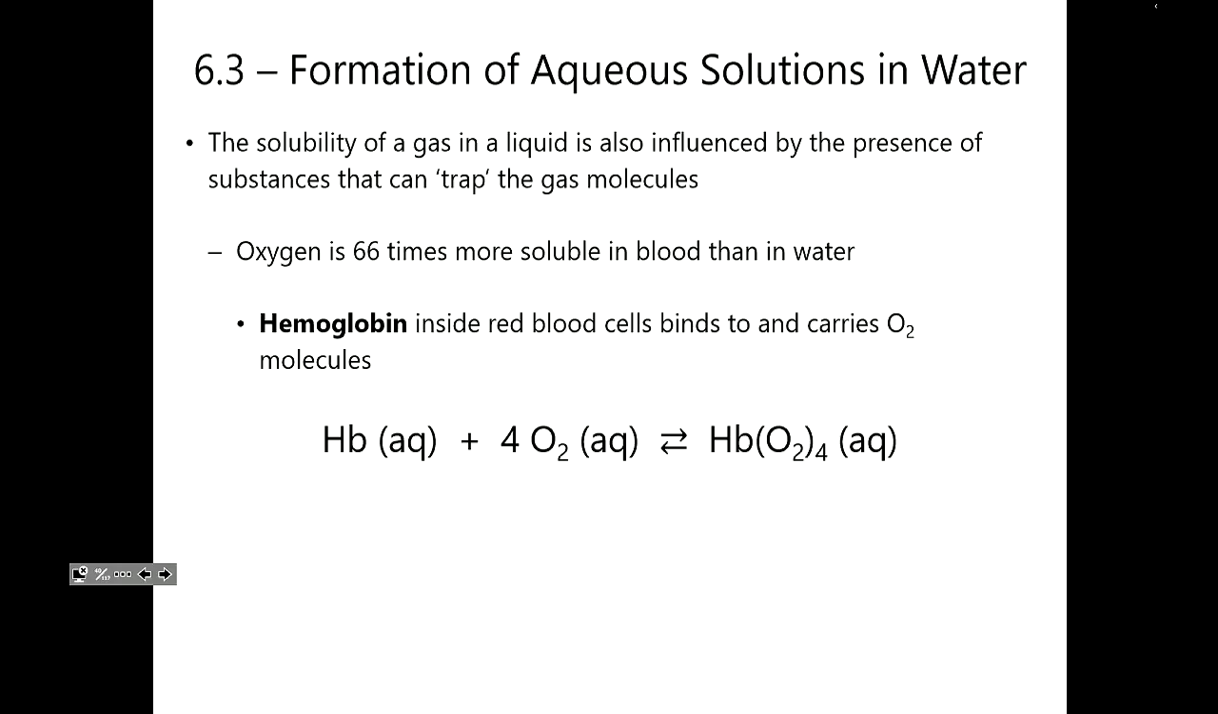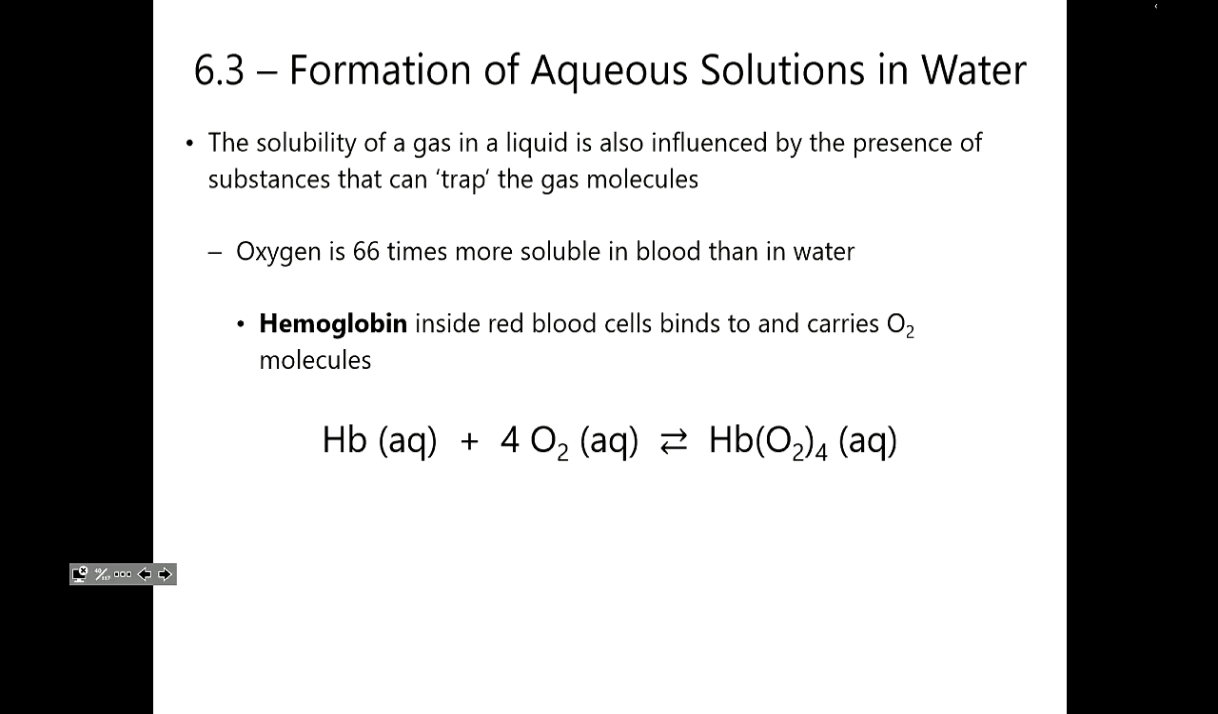I mentioned oxygen is not very soluble in water. Yes, that's true. Very low solubility in water. But in blood, it is about 66 times more soluble because there's something in the blood that's actually interacting with the oxygen, and that is hemoglobin. Okay? So the hemoglobin inside your red blood cells, as we're going to learn in more detail a little bit later when we start looking at protein structure, it has 4 sites.